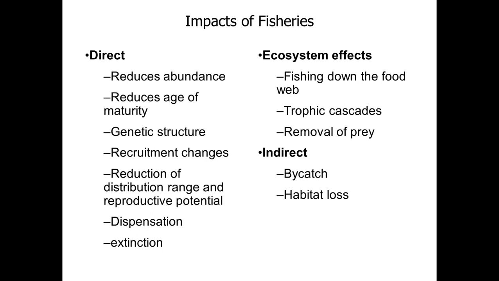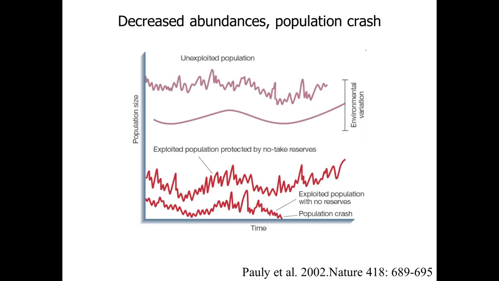It has ecosystem effects of fishing down the food web, causing trophic cascades, and removing prey for other complicated food webs. Indirectly, the impacts of bycatch and habitat loss are also significant. If we look at some of these individually, this is looking at sort of the worst case scenarios of that decreasing abundances. That an unexploited population, while it has variability, can deal with environmental variation and continues, and the exploited populations could crash and lead to extinction.